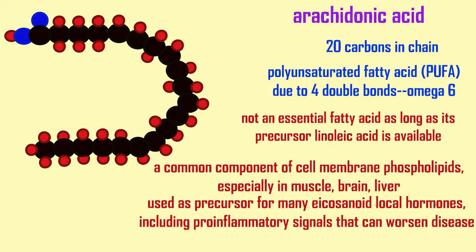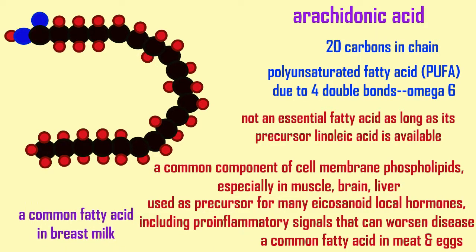It is important for cell membrane phospholipids, particularly in the cell membranes of muscle cells, brain cells, and liver cells. It is used as a precursor for many local hormones. Some of these are pro-inflammatory, which can increase the inflammatory state of the body and can worsen heart disease risk and other diseases. It is common in meat and eggs and is a common fatty acid in breast milk.